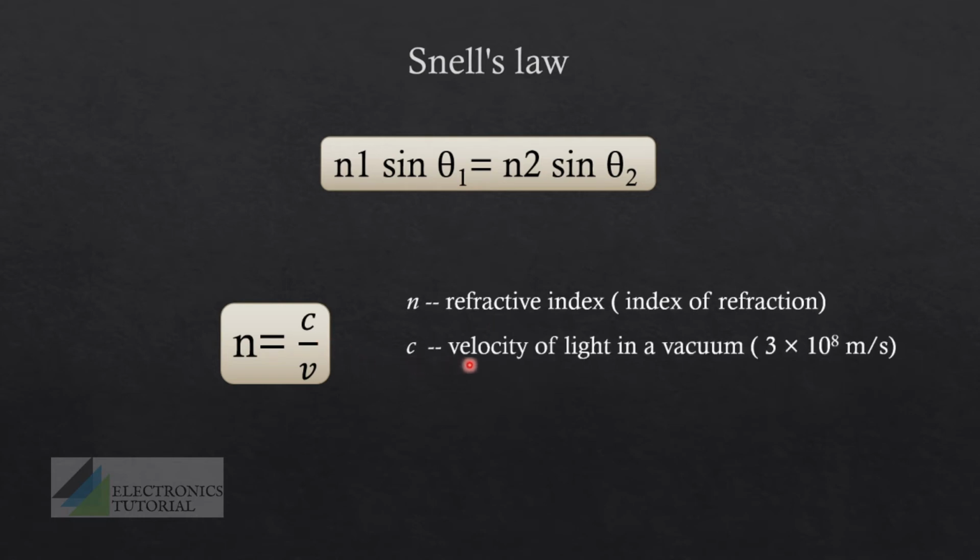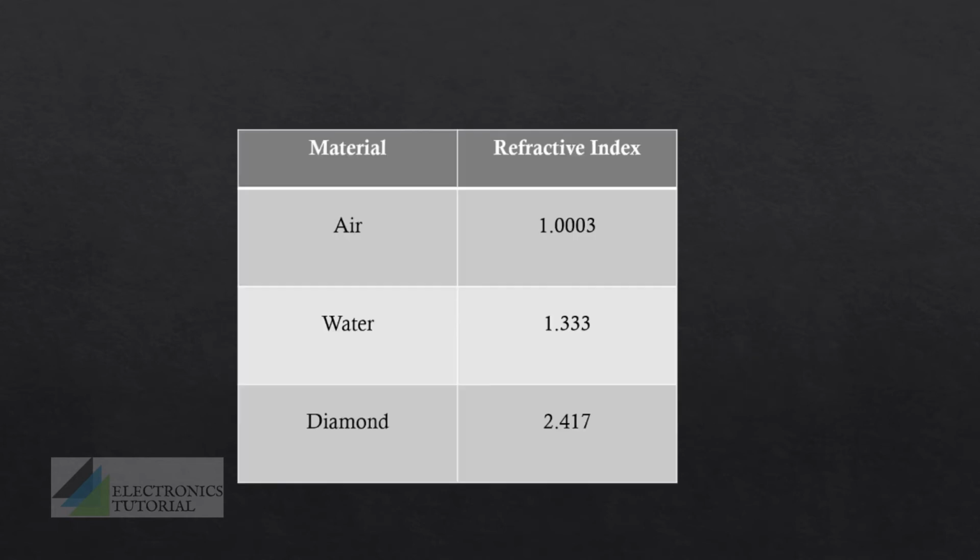The letter c indicates the velocity of light in vacuum and the value is approximated as 3 × 10⁸ meters per second. And the term v indicates the velocity of light in any other medium. So the velocity of light in any medium other than vacuum can be specified by the number, refractive index. Every material has its own refractive index. Air is approximated to be 1, water 1.33, diamond 2.417, glass 1.52. Likewise, all materials have their own refractive index value.